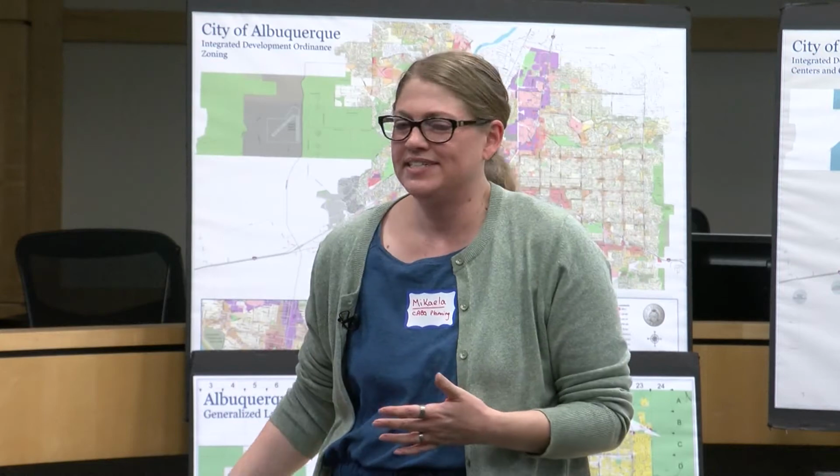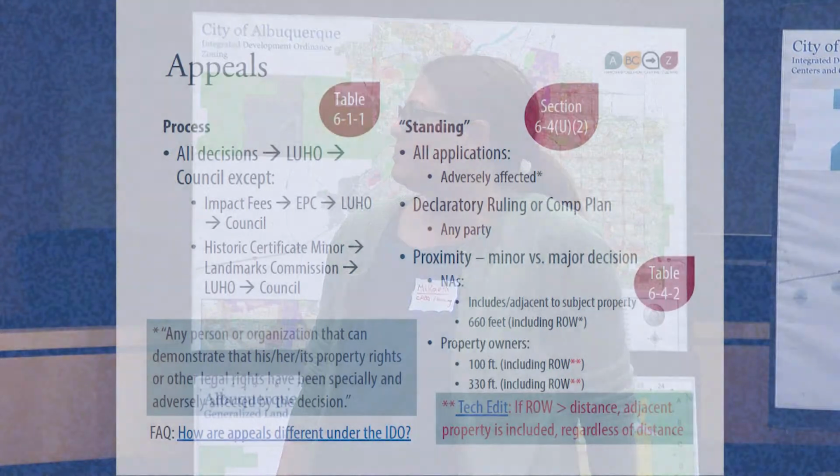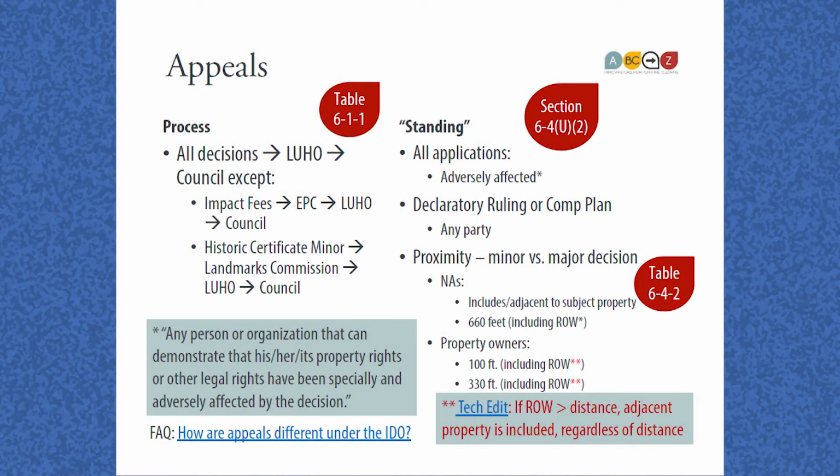In terms of standing, who has the right to appeal? Who has standing to appeal? For any of the decisions in Table 611 that can be appealed, if you can show that you've been adversely affected, you have standing to appeal. Adversely affected is this language here. You're demonstrating that there's been harm to your legal rights. If you're appealing a declaratory ruling or an amendment to the comprehensive plan, any party has standing to appeal those two things.